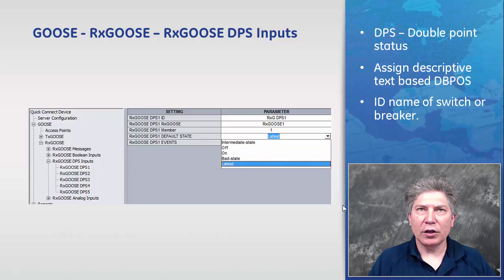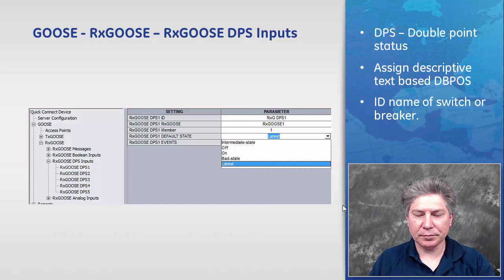Now, in your programming, if you make a mistake and you select a member number that is not a double bit position, the signal will assume its default state. And the last part, of course, is the event recorder. Changes in the Goose signal can be recorded in the event recorder. One more thing: the operand name is the ID appended with one of the 4 signals. So in this case, RXG DPS1, and then it would be appended with intermediate, on, off, or bad.